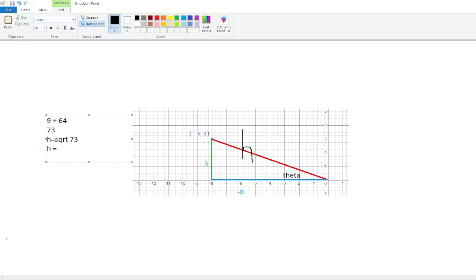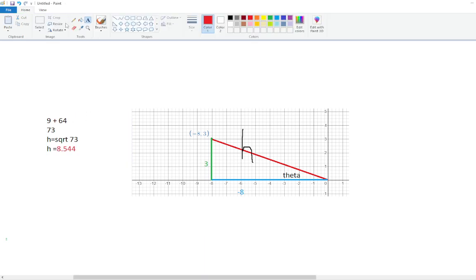H is equal to 8.54. And that means I got to look to this second number to see if the 5 changes. This is 4 and below, so the 5 just stays the same, which means my hypotenuse is 8.5.